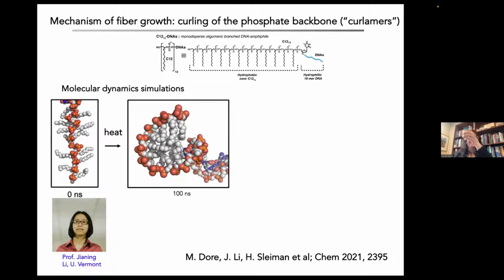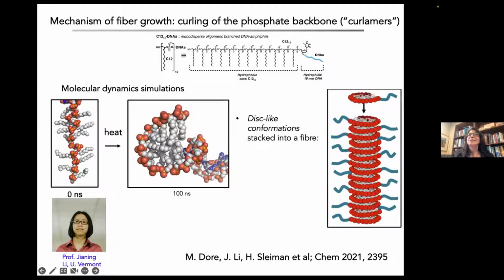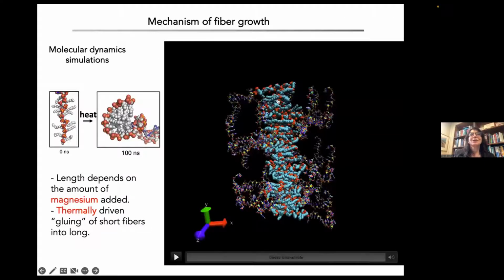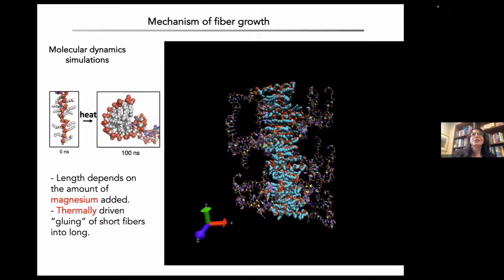It curls and forms this disc shape right here so that the alkyl chains are hidden on the inside and the phosphate is on the outside. And then these discs sit on top of one another. And in the end, in order to hide the alkyl chains, these actually form very nice and very rigid fibers with this mechanism. And so this is what it looks like, with the alkyl chains and the phosphate in here and the DNA strands on the outside. And it's a very simple design that you can actually change the morphology.